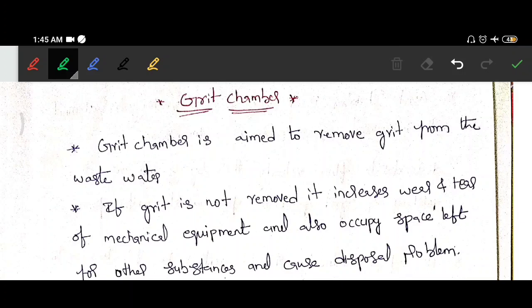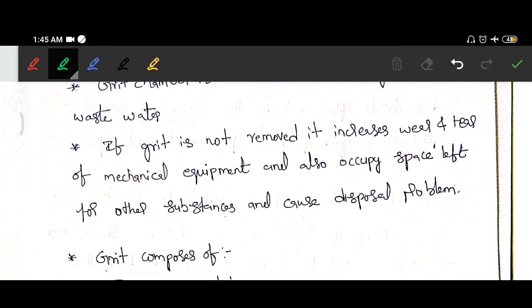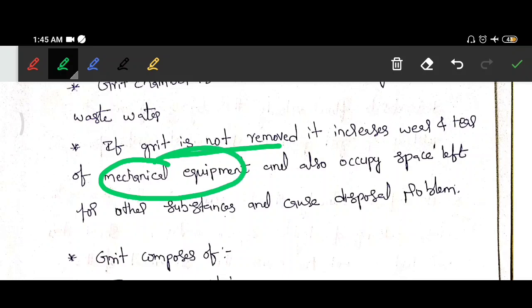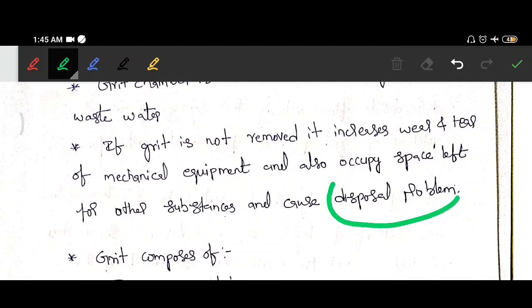In this video lecture, we are going to revise grit chamber from 5th unit. As we all know, grit chamber is aimed to remove grit from wastewater. So basically it is part of the primary treatment unit which removes grit from wastewater, such as small metal pieces, silt, etc. If grit is not removed, it increases wear and tear of mechanical equipment and also occupies space. If grit is not removed, it will enter into the mechanical equipment, and also causes disposal problems. So it is very important to remove grit.